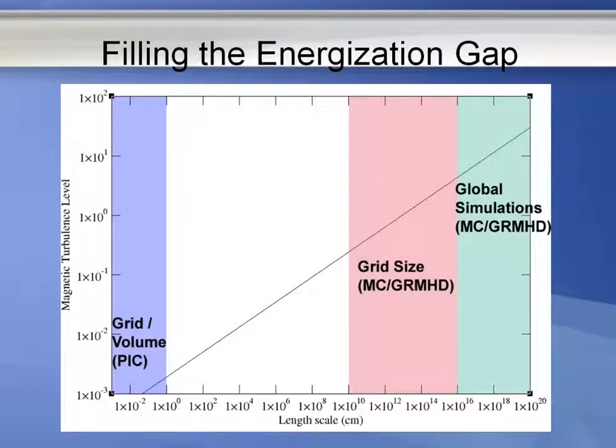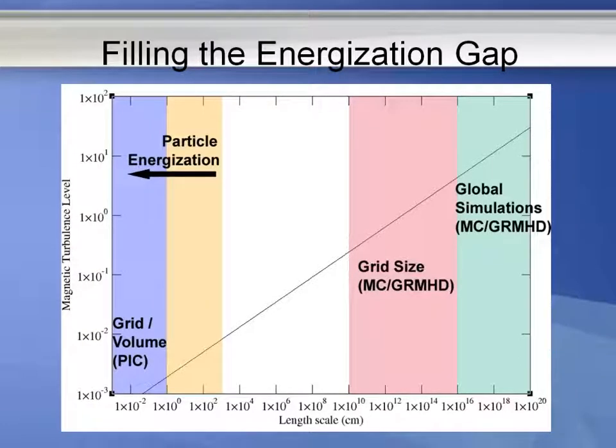And you can see that over here on the far right, we're talking about the very global simulations, the Monte Carlo and GRMHD codes. And then way over here on the left, a number of orders of magnitude smaller, we're talking about the PIC simulation. And we would argue that particle energization happens from about this point and at smaller length scales in an accretion disk. This 10 to the 3 centimeters would be about the largest electron gyro radius around the magnetic field line, which is how we expect that these particles are gaining energy from the magnetic field.